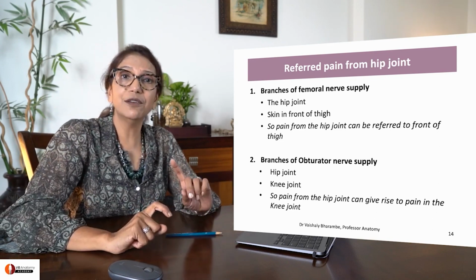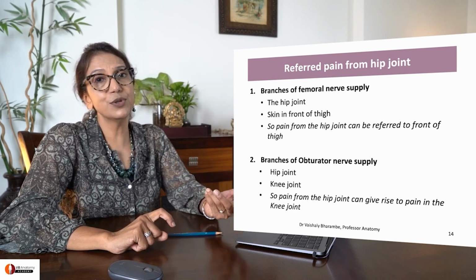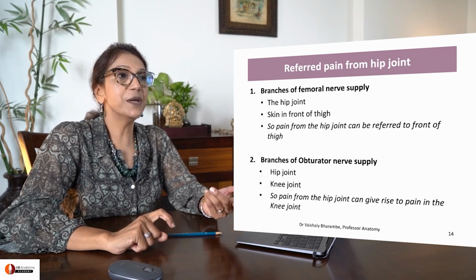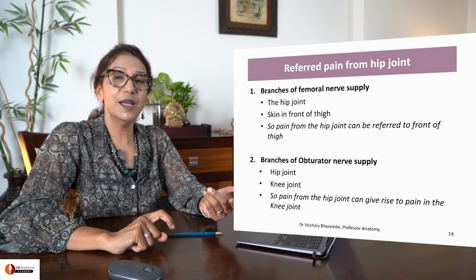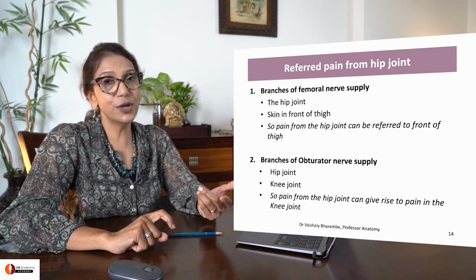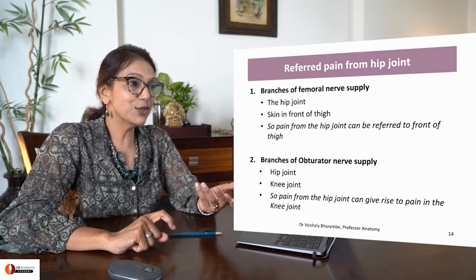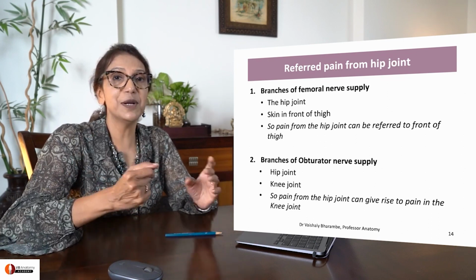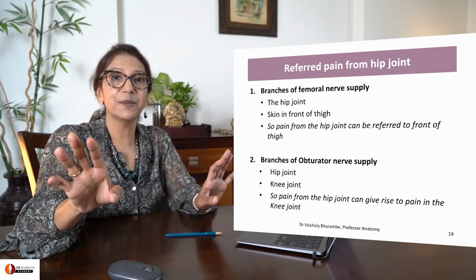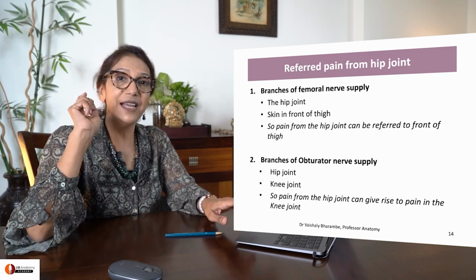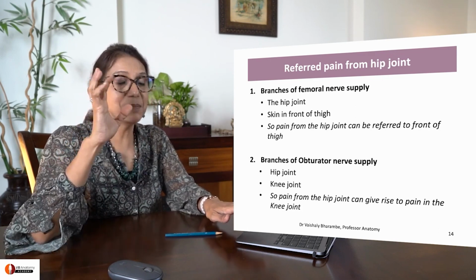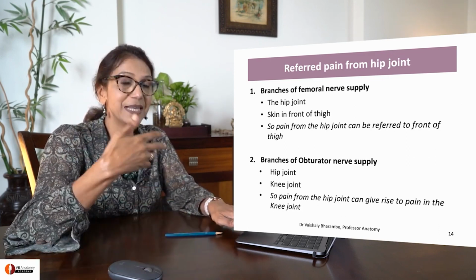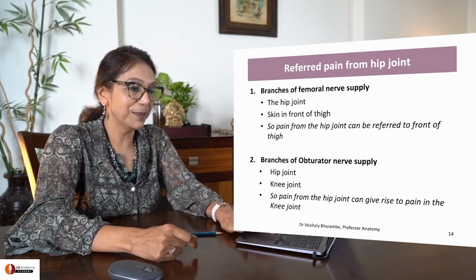Similarly, obturator nerve supplies your hip joint. It also supplies your knee joint. So your patient might say, hip joint is paining, but my knee joint is also paining. Why is that so? Because of the concept of referred pain. There is nothing wrong with his knee. Okay? But this is the idea of how the brain misinterprets the pain signals which are coming from the body.